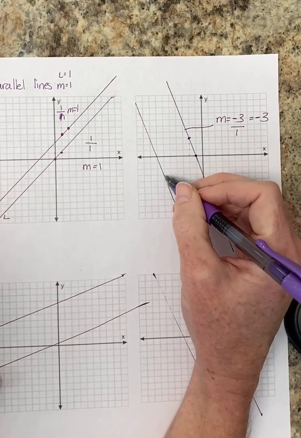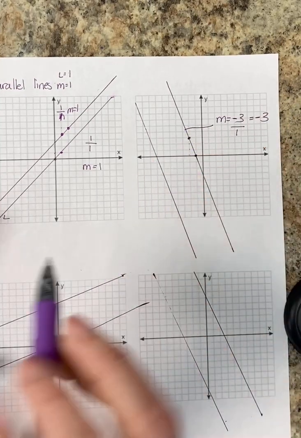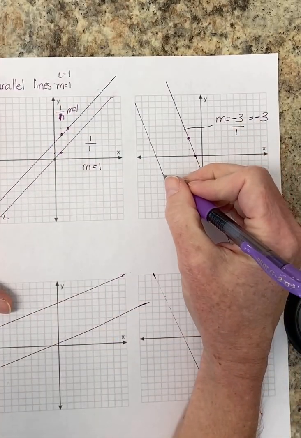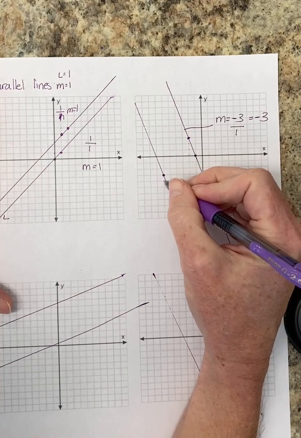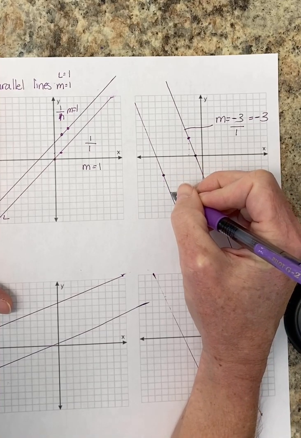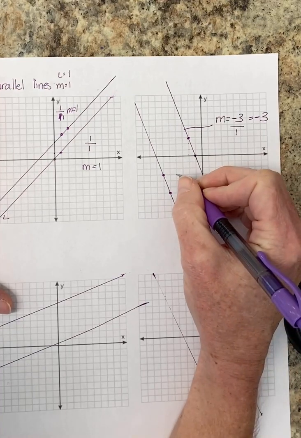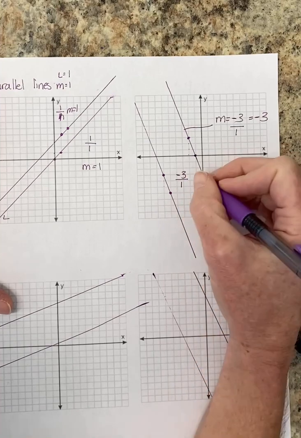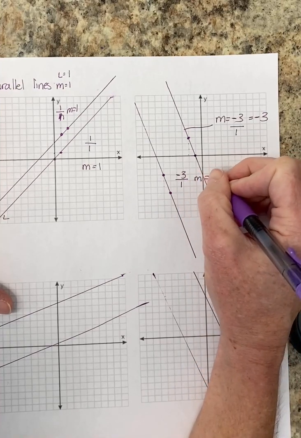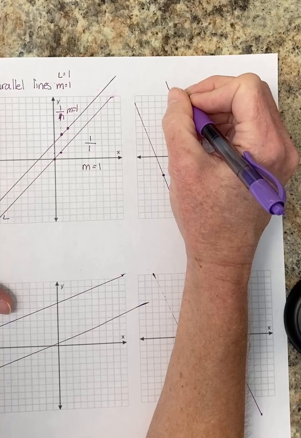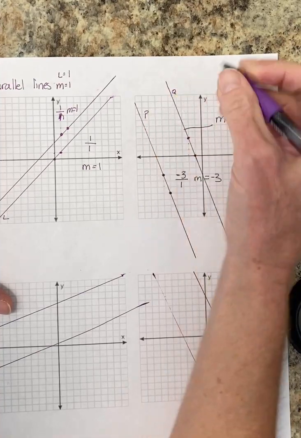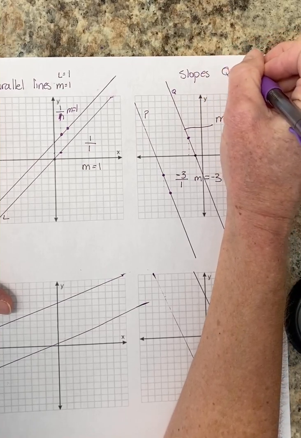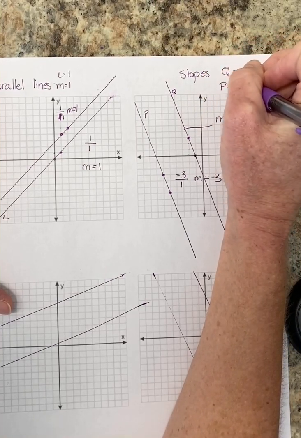So let's come over here. We've got a parallel line. We know that they're parallel because, I mean, I used my ruler, right? So there's a point right there. I'm going down 3, 1, 2, 3, and to the right 1. So I went down 3 to the right 1. We have rise over run. So our slope is m equals negative 3. So if I call this one Q and this one P, the slopes: Q is negative 3 and P is negative 3.